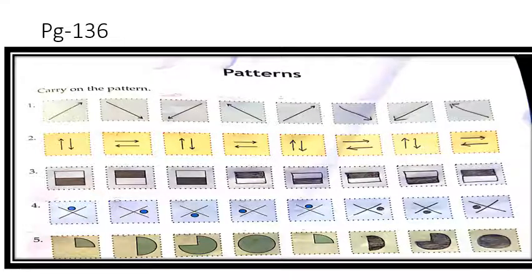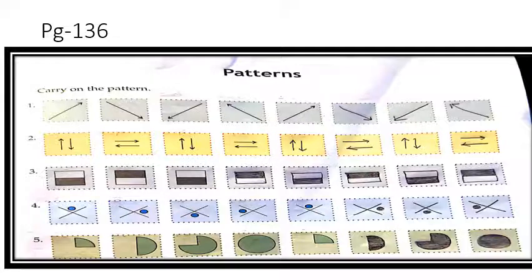So children, we follow the same pattern and we will continue like this only. So in the blank we draw an arrow moving downwards from left to right. Then in the next box we will draw an arrow moving downwards in the opposite direction. Then children, in the last blank we draw an arrow moving upward in the same direction.